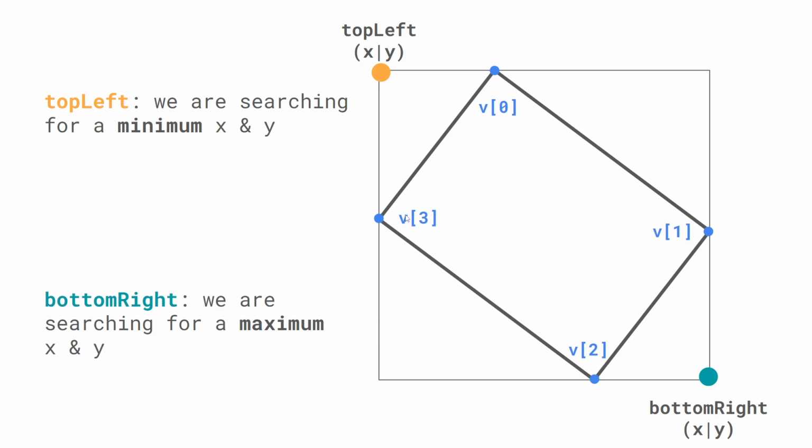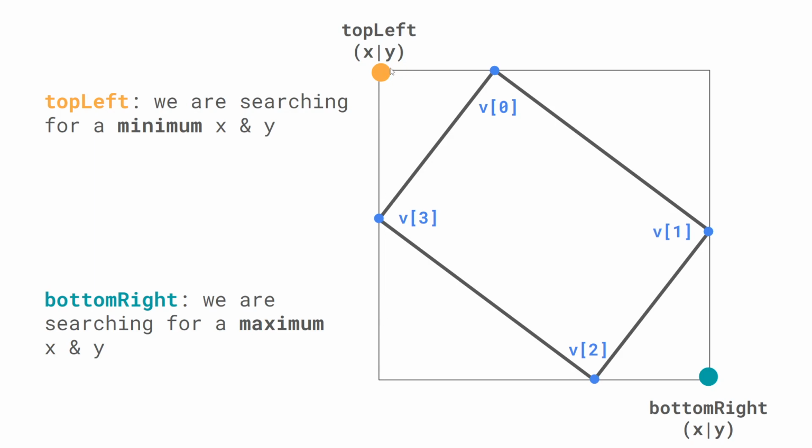Then we go to vertex 3, and here the x value is actually smaller than the value we saved earlier. So we override it, and the x value will have this x value. And then we have the minimum x value required for our bounding box. And this will be this side, okay?